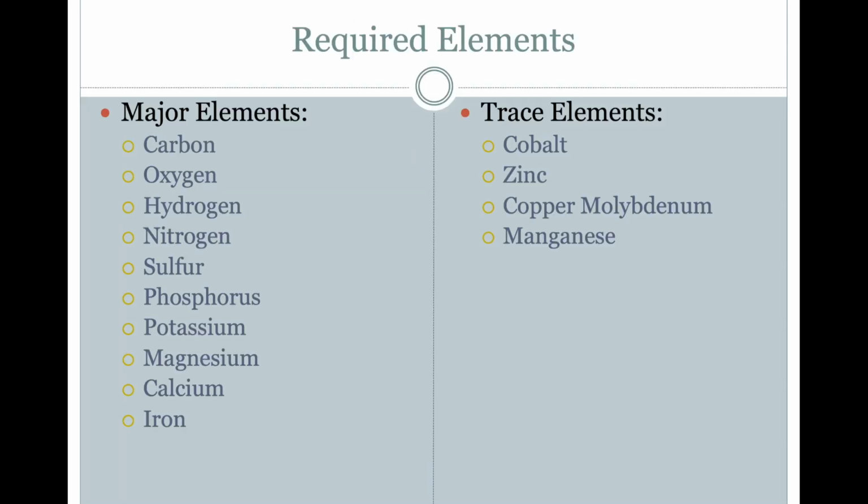This is a picture talking about some of the required elements that the cell needs to obtain from the environment, the major elements and the trace elements. Most of the trace elements are required as cofactors for enzymes. So if the cell does not bring these in from the environment, or alternately, if the environment does not have a substantial source of these trace elements, then the cell will not be able to function because the enzymes won't work, and then that will halt metabolism.